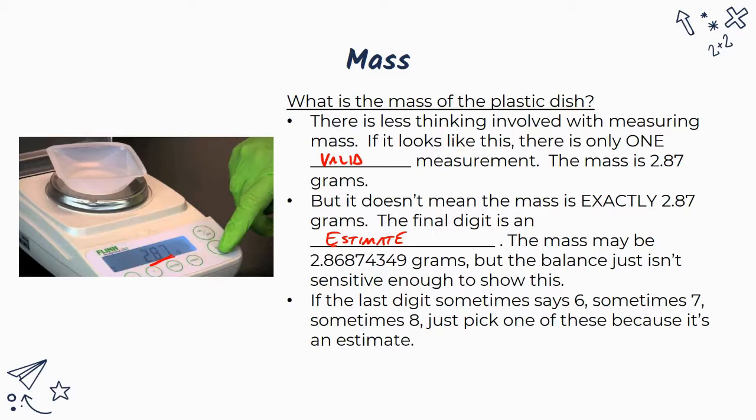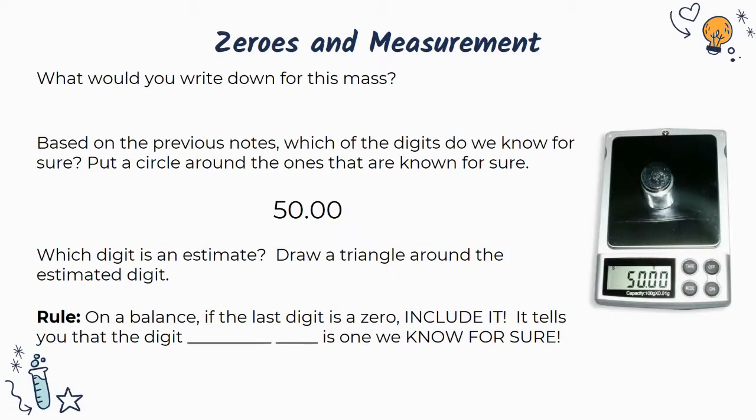Now that we've talked about mass, let's talk about the next one, and this idea is when it involves zeros. Let's take a look here. If we're looking at our scale, we have a solid on there and it says 50.00. What would you write down for this mass? What you should write down is exactly what the scale tells you, 50.00 grams.